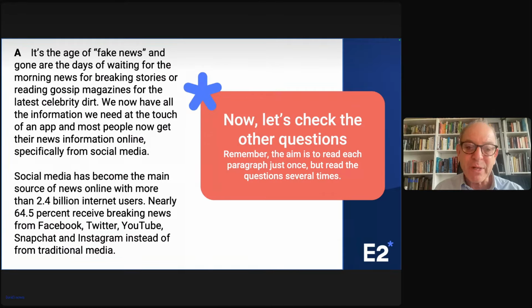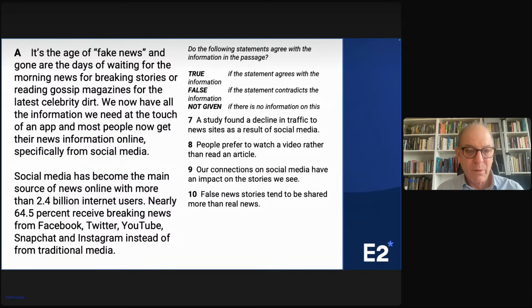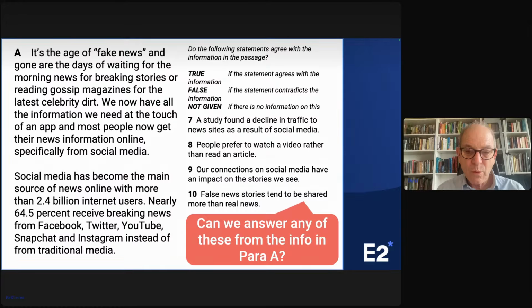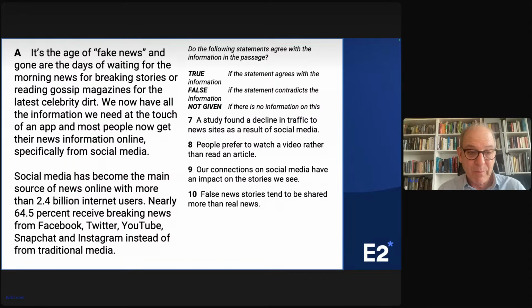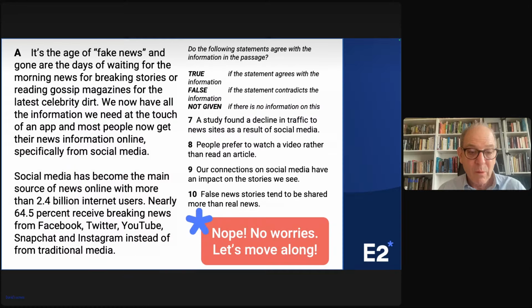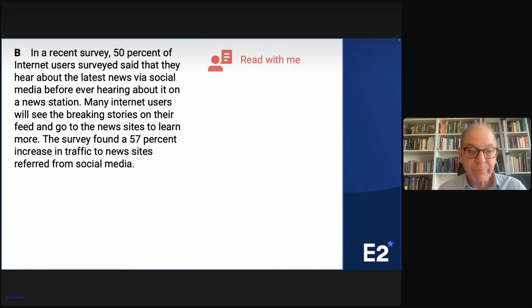Now remember, the aim is to read each paragraph just once, but read the questions several times. All good? Paragraph, questions. Are we able to identify that the information is contained in paragraph A so we can answer the questions? If it's not, then we're going to find the information in other paragraphs. Nope. So let's move on.